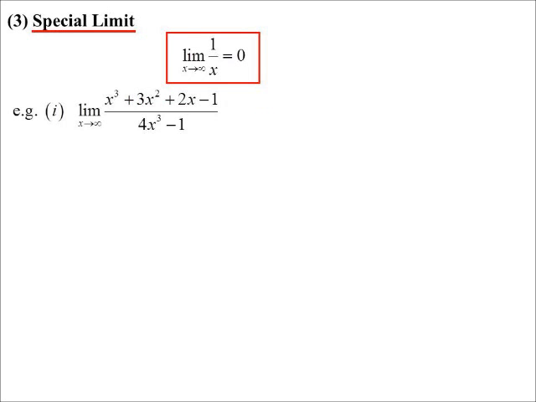Say I had this particular graph to draw, x cubed plus 3x squared plus 2x minus 1 on 4x cubed minus 1. And I wanted to find what it was approaching.